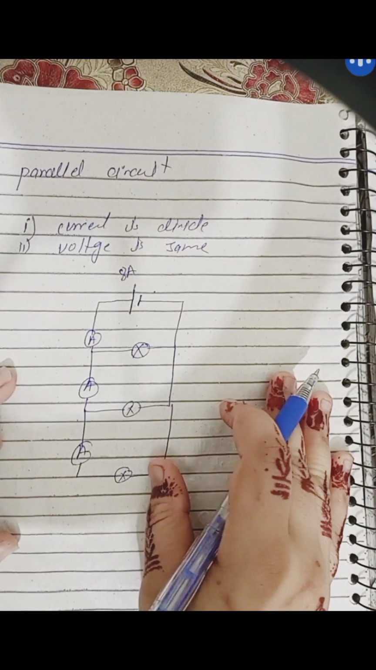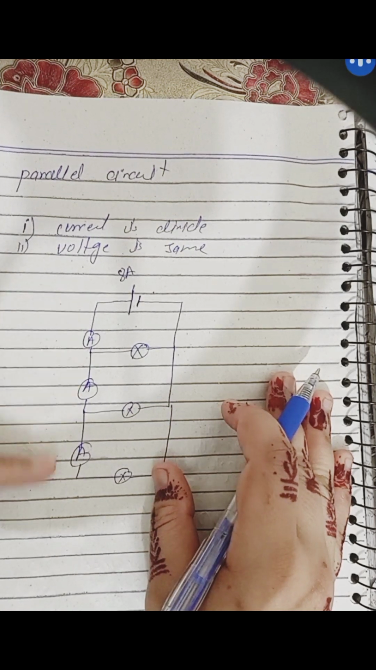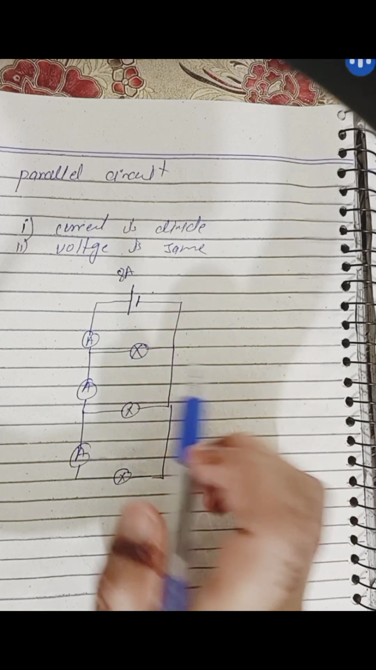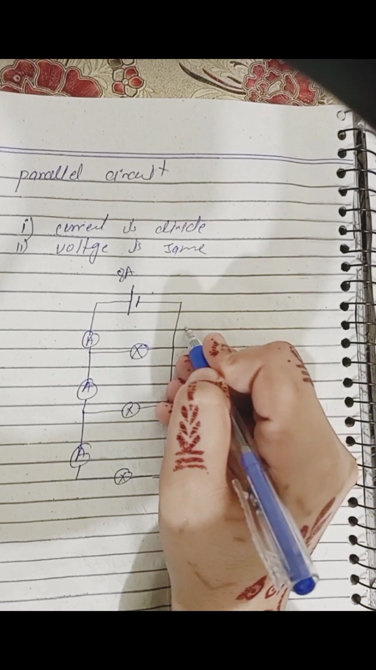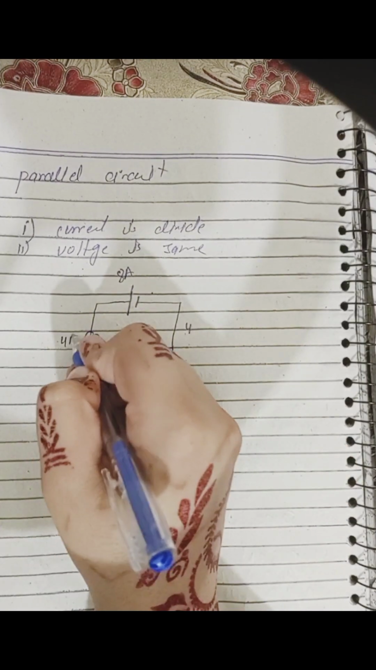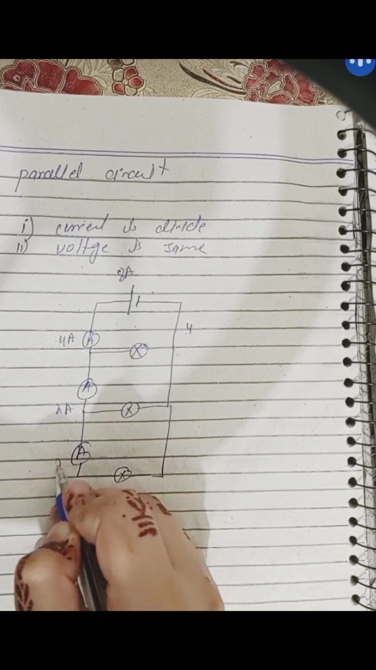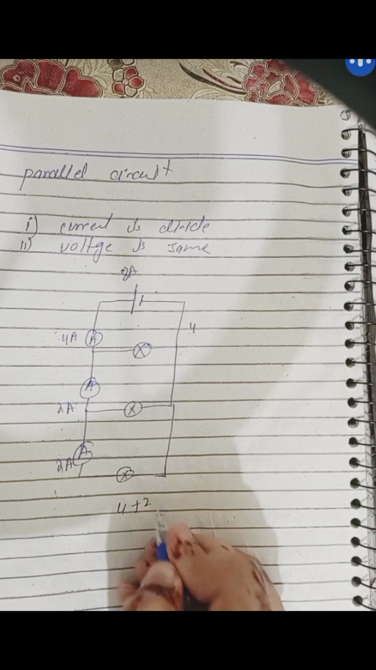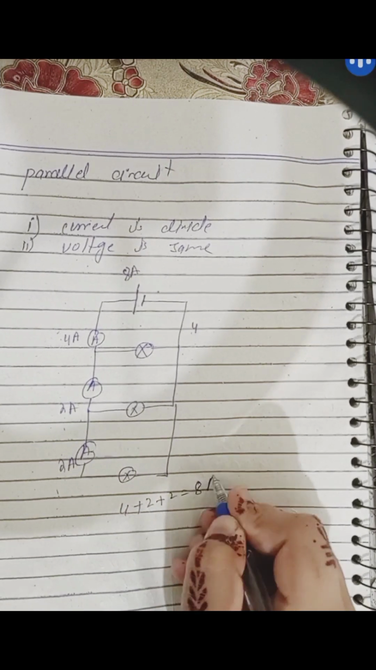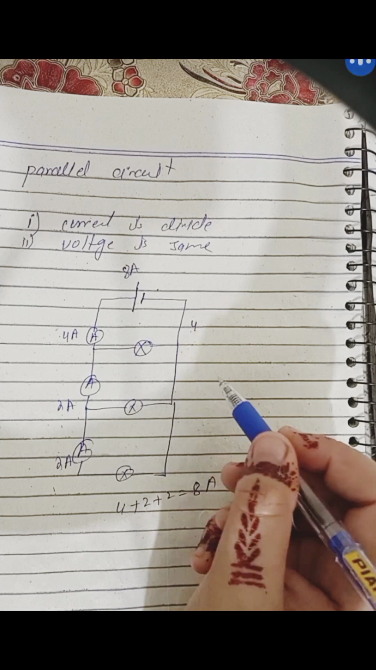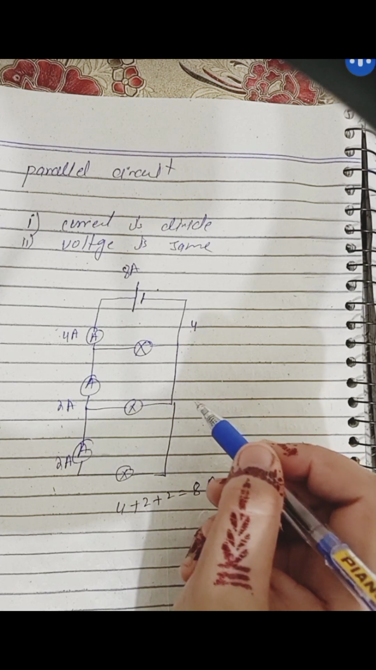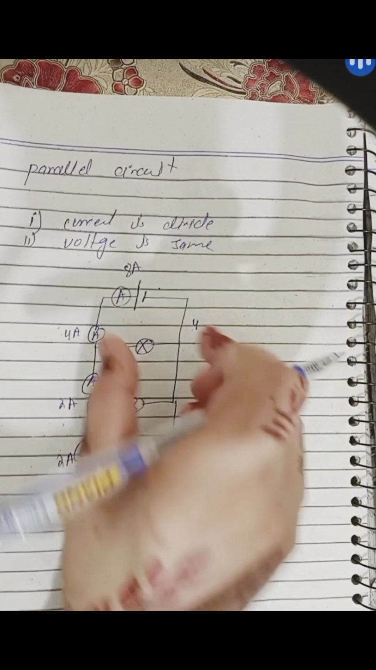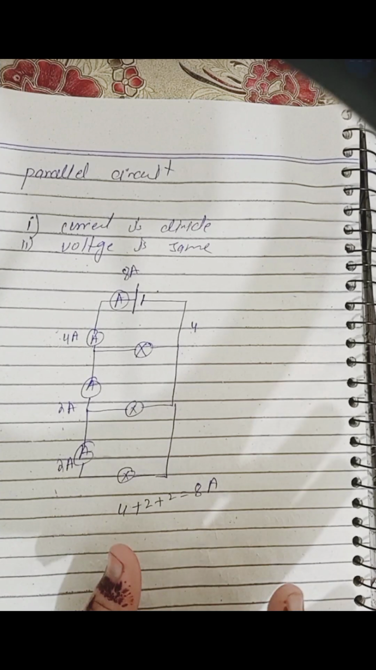it means that the current will be divided, shared to each loop. So 8 ampere divided: 4 ampere here, 2 ampere, 2 ampere. If we add these three, the sum of the currents of these components will be equal to the total current coming from the source. This is because of the same components.